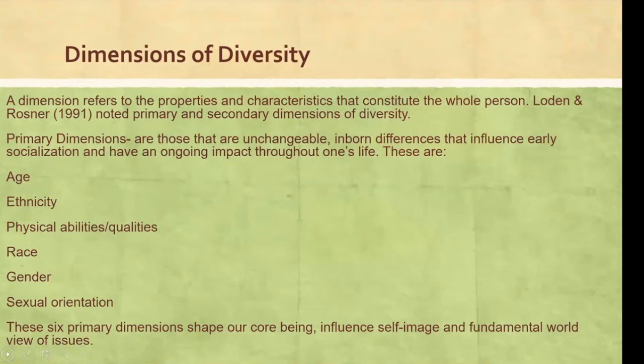Dimensions of diversity. So here we go again: age, ethnicity, physical abilities and qualities, race, gender, sexual orientation. And these are characteristics and properties that constitute the whole person. And they're primary and secondary. Here, the primary ones are unchangeable. They're inborn differences, and they reflect your early socialization. And they have an ongoing impact upon your life. So if you look at that, think about those.